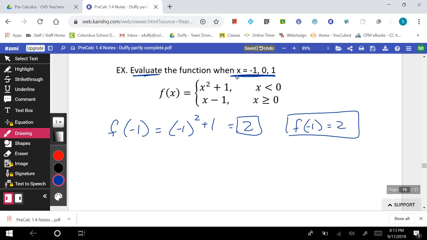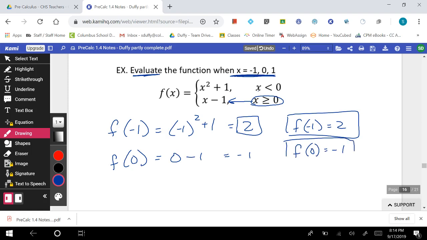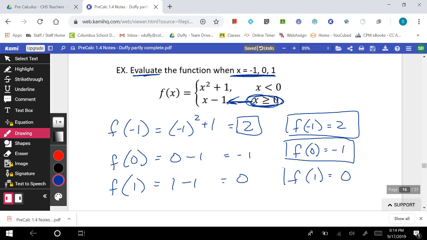All right, so then we have to evaluate f of 0. When x is equal to 0 or greater than 0, we're using this function. So x minus 1, that's 0 minus 1, equals -1. So your f of 0 equals -1. And then lastly, we want to check f of 1. Once again, when your x value is greater than or equal to 0, use x minus 1. So in place of x, I have 1 minus 1 equals 0. So your f of 1 equals 0.